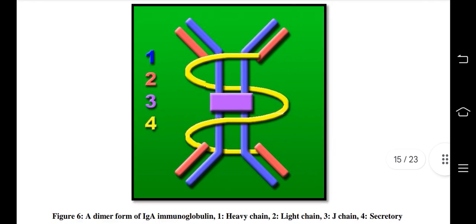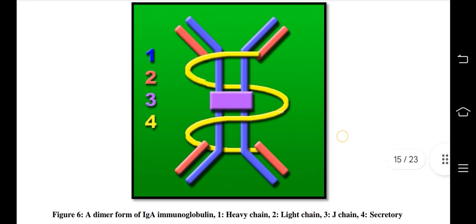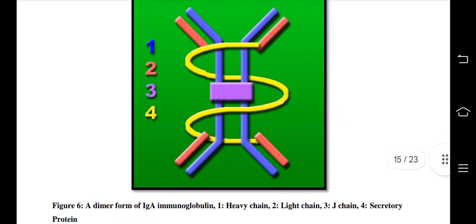Here you could see 1, 2, 3, 4, a dimer of IgA immunoglobulin. Heavy chain is blue. Look at this, blue or violet. Light chain, red colored. J chain in the middle.